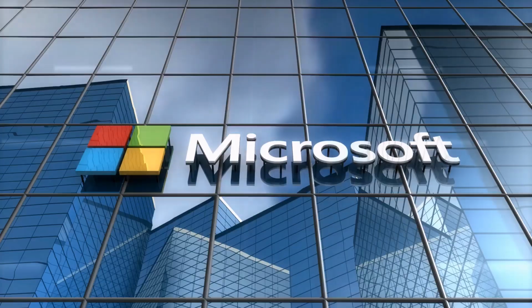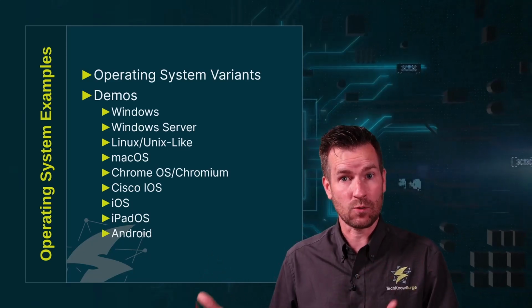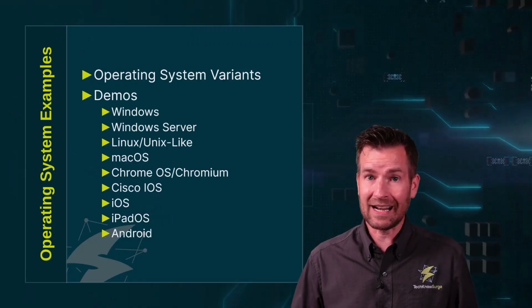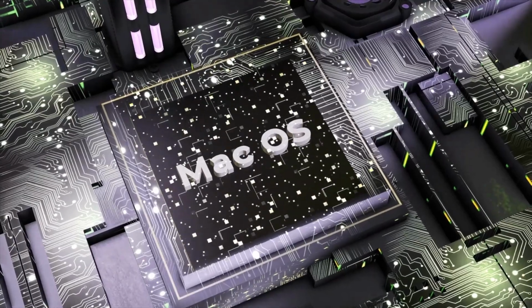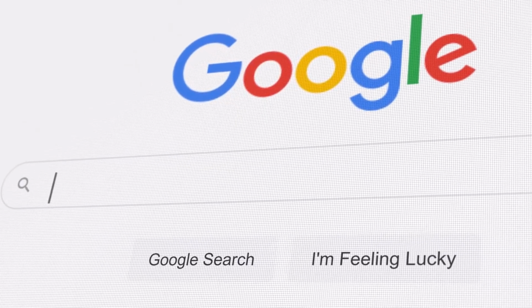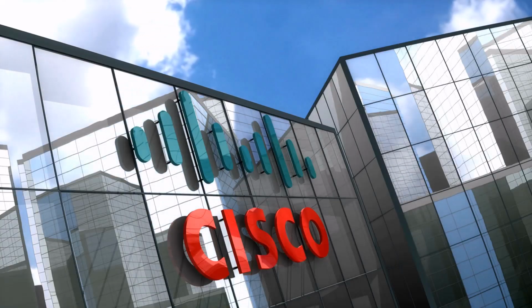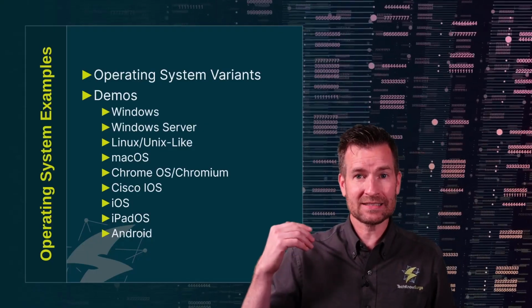We're going to take a look at what Windows looks like and what's the difference between Windows and a Windows server. We're going to get into Linux and Unix-like systems. We're going to talk about Mac OS. We're going to get into Chrome OS and Chromium. We'll get into Cisco iOS, iPad OS, and Android.